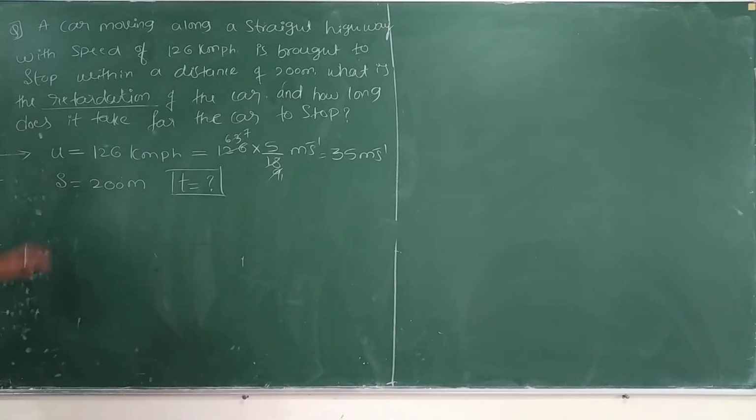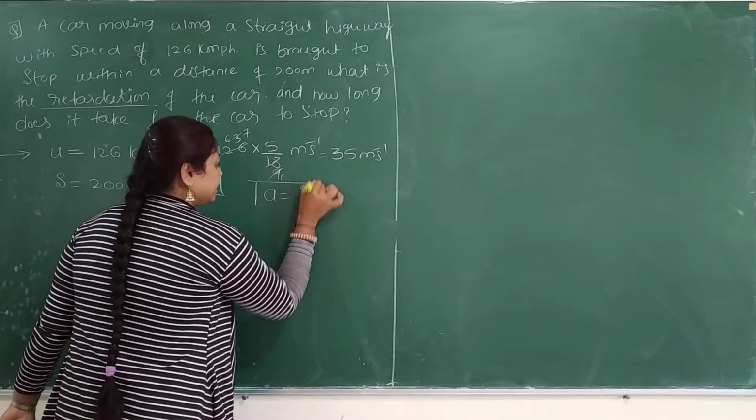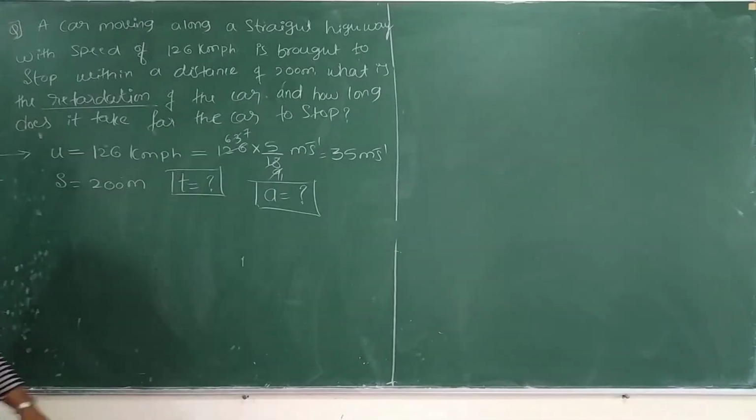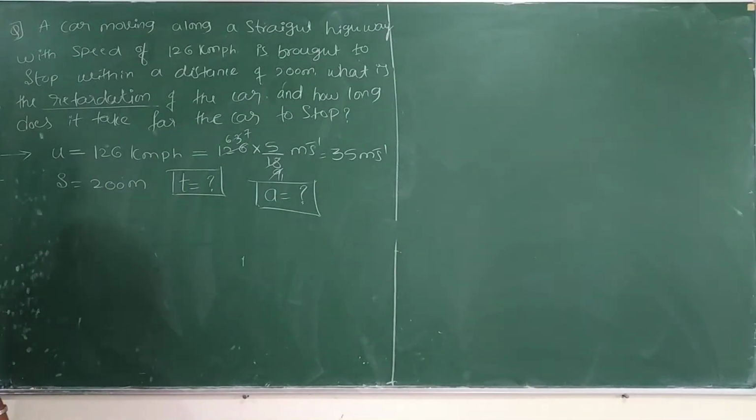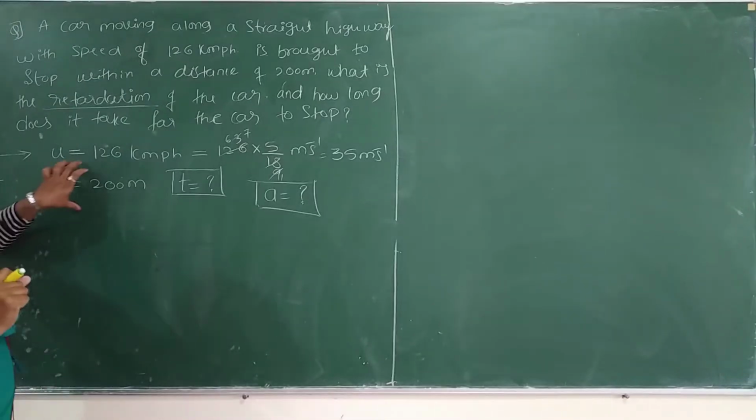They didn't give it. Along with that, you have to calculate the retardation also. That is a is equal to question mark. Retardation means negative velocity, means decreasing velocity. That answer should be in terms of negative. Okay, these are the given things.